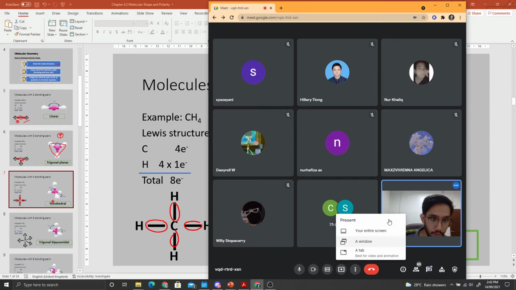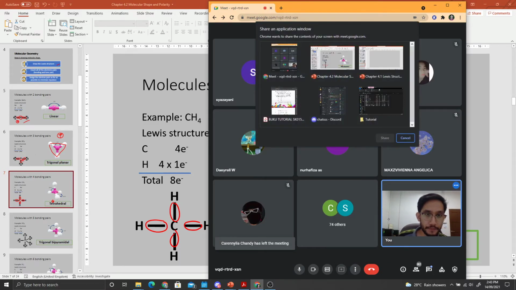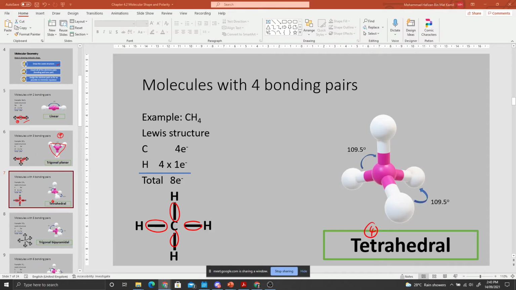So mana window? Right, so it is tetrahedral.